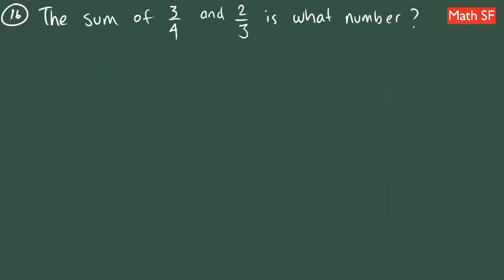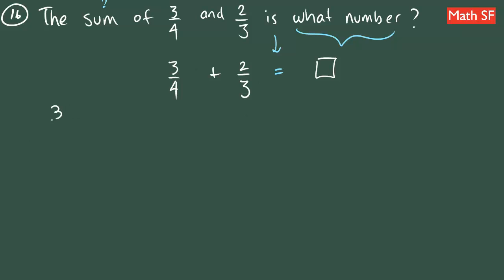Problem 16. The sum of 3/4 and 2/3 is what number? Once again, we have to recall our translation or our vocabulary part. So the sum, what does the sum mean? The sum is the result of adding two numbers. So if I'm doing the sum of 3/4 and 2/3, that means I need to do 3/4 plus 2/3. "Is" stands for equal, and "what number" is going to be our box. So the sum will be the result of adding these two numbers.